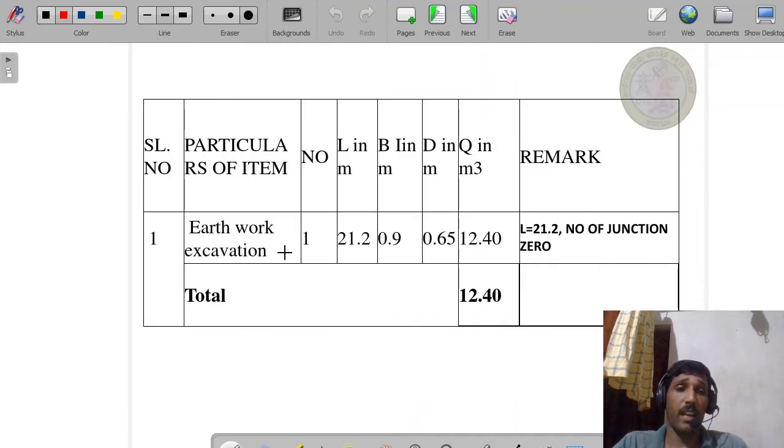Now the first item here, earthwork excavation. Total number is 1. Length how much? L is equal to 21.2 center to center length minus number of junctions into half of the breadth, b by 2, is the formula. Here the number of junctions is 0, therefore no deductions. Therefore the length you got is 21.2 meter. Breadth is 0.9 and depth is 0.65 from the ground level. Then multiplying all these 4, you can get 12.4 quantity in terms of meter cube.